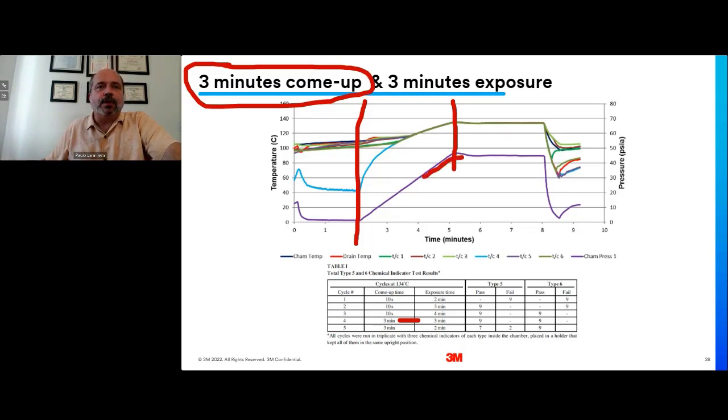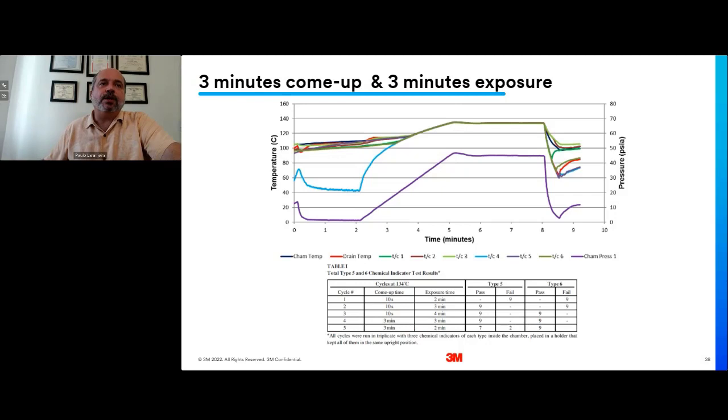But type 6 showed all approved. And if I reduce the exposure time to 2 minutes, I'll start seeing some failures detected by type 5, but type 6 cannot detect it. And what we have in the Bowie-Dick is similar to type 6. So as you can see, the chemical indicator will have a different behavior because of the come-up curve that is not present when they are challenged by the manufacturer according to standards.